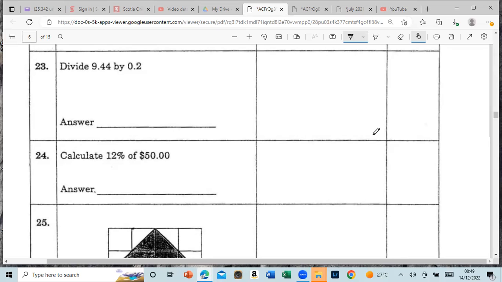Alright, so what we're going to do, we're going to convert 0.2 to a whole number. In order to do that, we need to move the decimal place 1 place to the right. So we're going to do the same for this. We're going to move the decimal place 1 place. That's it. It's very easy. So now we have 94.4 divided by 2. That's it.